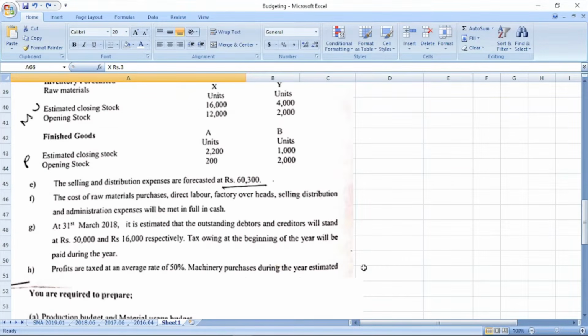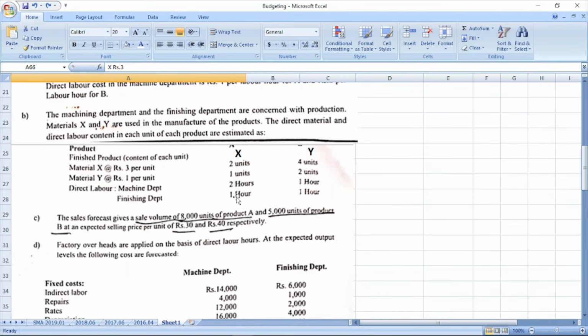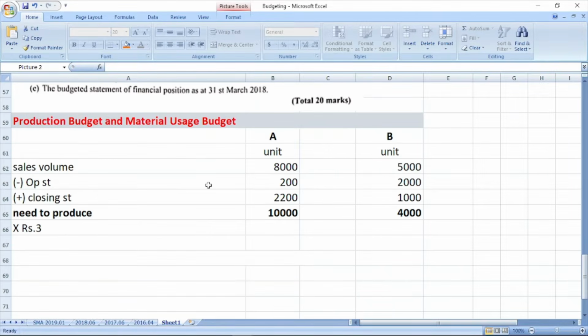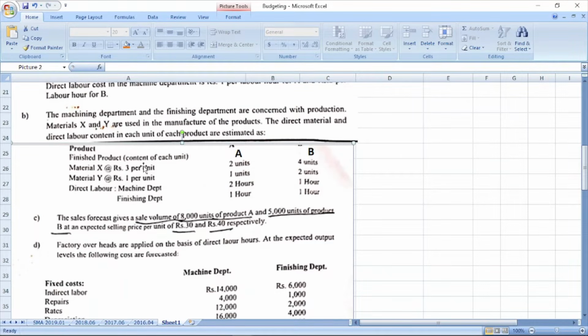First, we will see how we produce product A. Yes, they mentioned in information B. To produce product A and B, we need material X. There are 2 units of X we need to produce A. It is at 3 rupees.